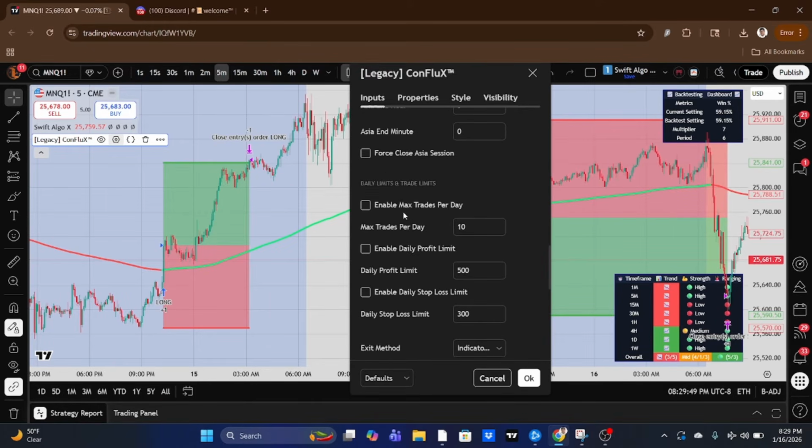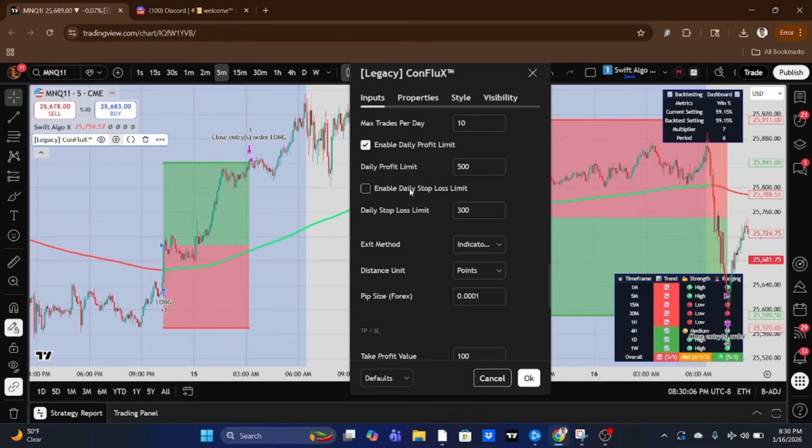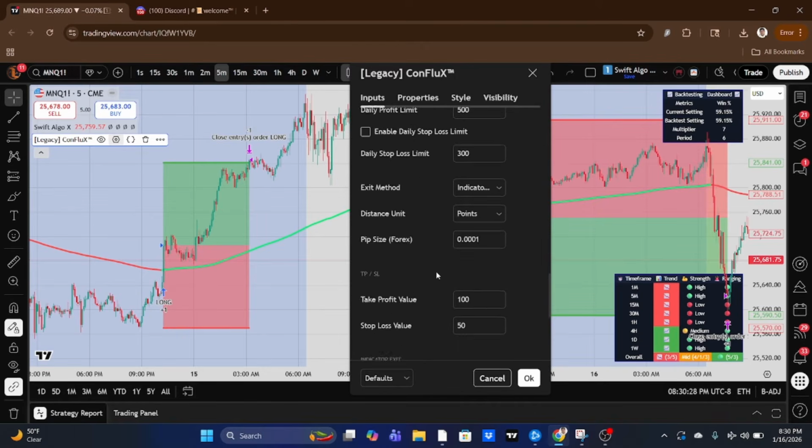And you can also enable max trades per day. This probably doesn't make a huge difference with Swift Algo X because if you're trading MNQ, it only takes like 1 or 2 trades a day anyways. So I don't think this would be beneficial with Swift Algo X. There's also a daily profit limit and daily loss limit as well. But I only recommend this in the prop firm or broker settings because this does not take into consideration slippage or TradingView delays. So it's not going to be accurate. I wouldn't recommend using this, but it's completely up to you though.